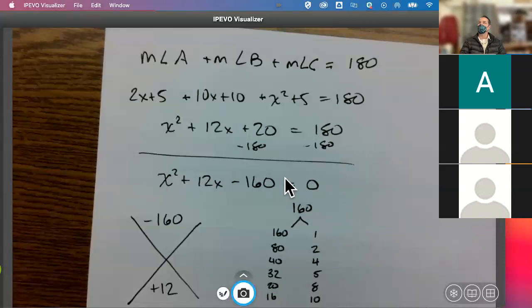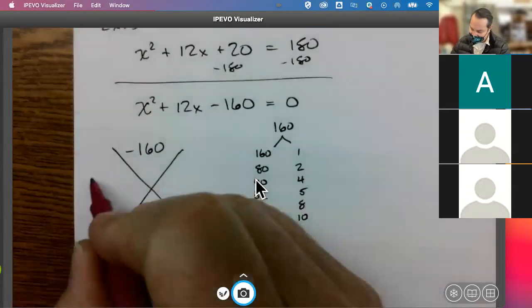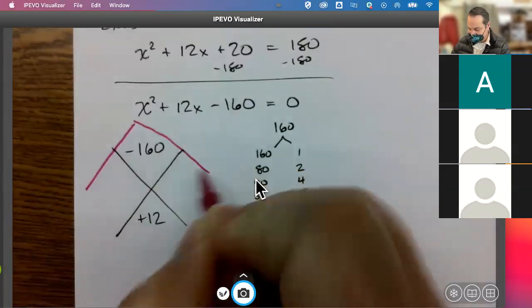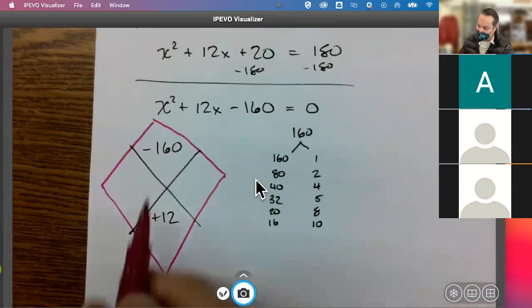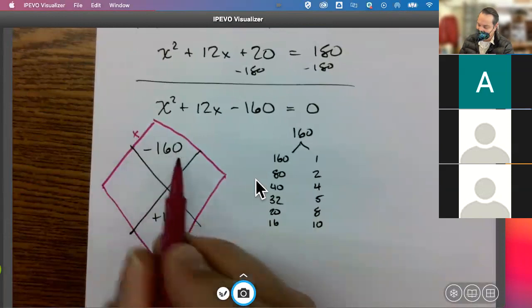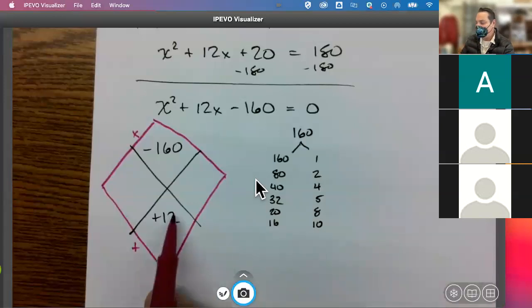If we can do that, then we know that one of those things has to be 0. It's called the zero product property. So towards that end, we often use this idea called a diamond, is what it's usually referred to as. What we're looking for is two numbers that multiply together to make -160, while at the same time adding together to make a +12.